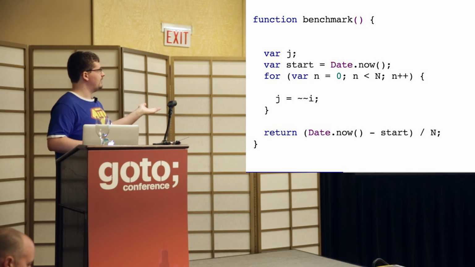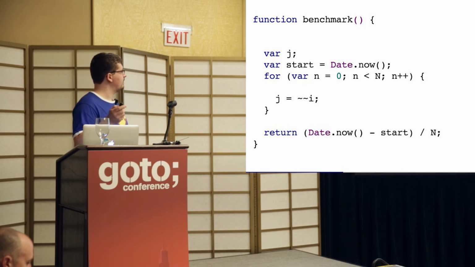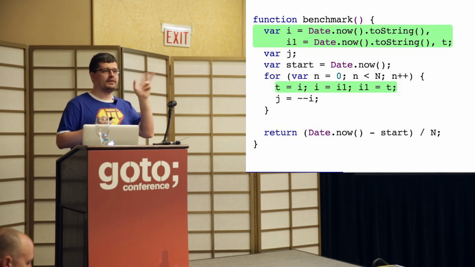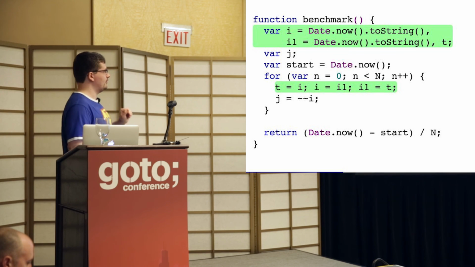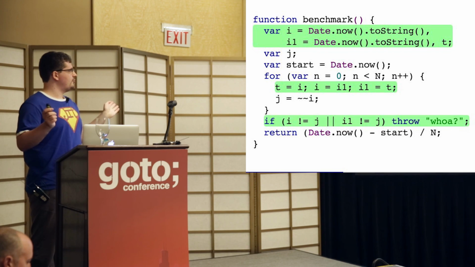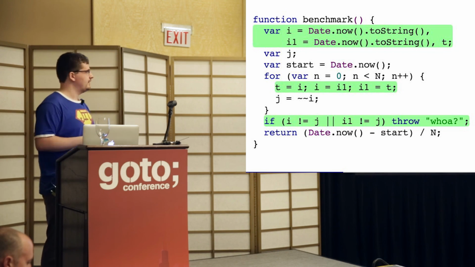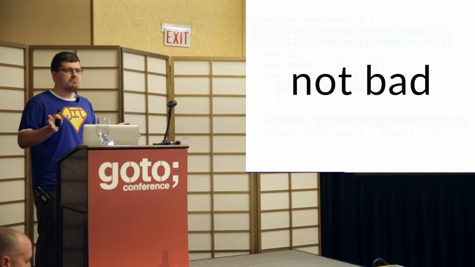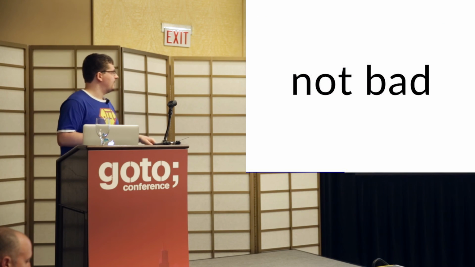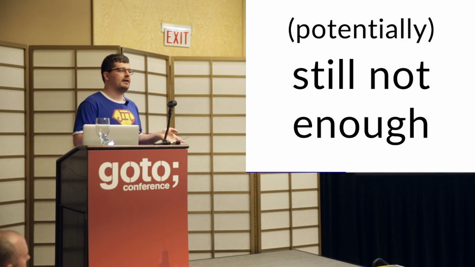We could initialize 2 strings, non-constants, and then start swapping them in the loop to keep them non-invariant in the loop. And then you do some checking at the end, and you throw an exception if it fails. And this is not bad, but might still not be enough if your compiler is smart.